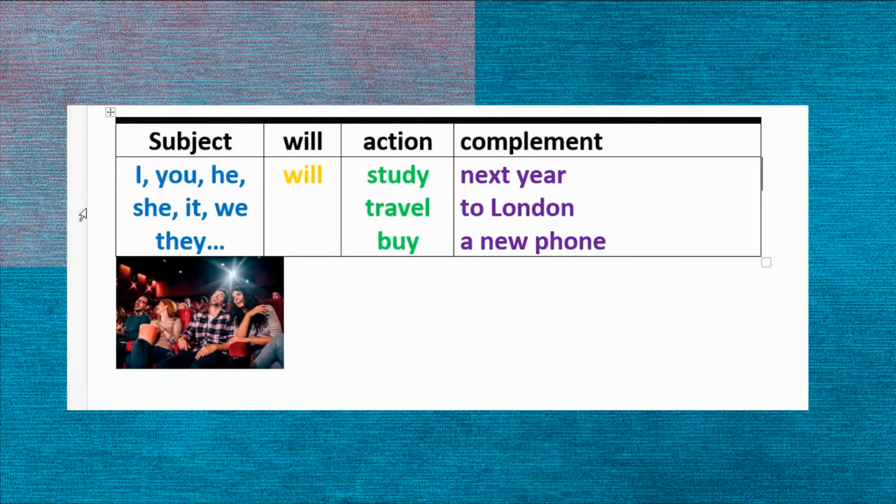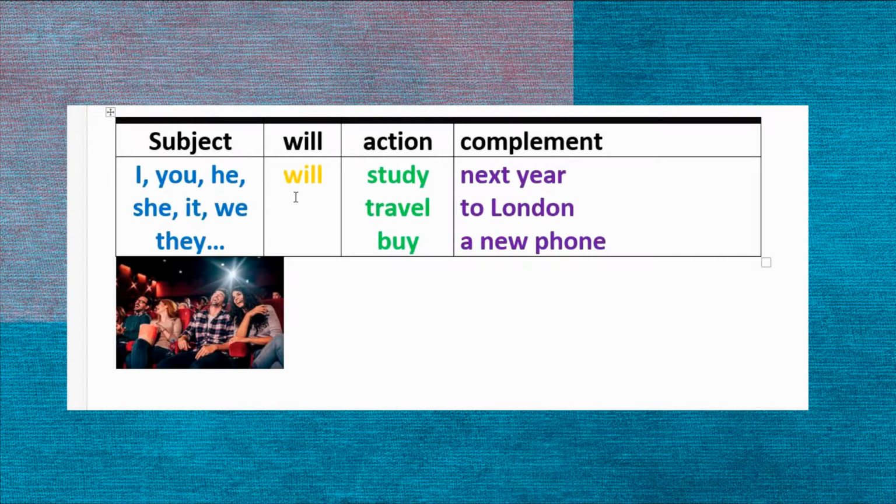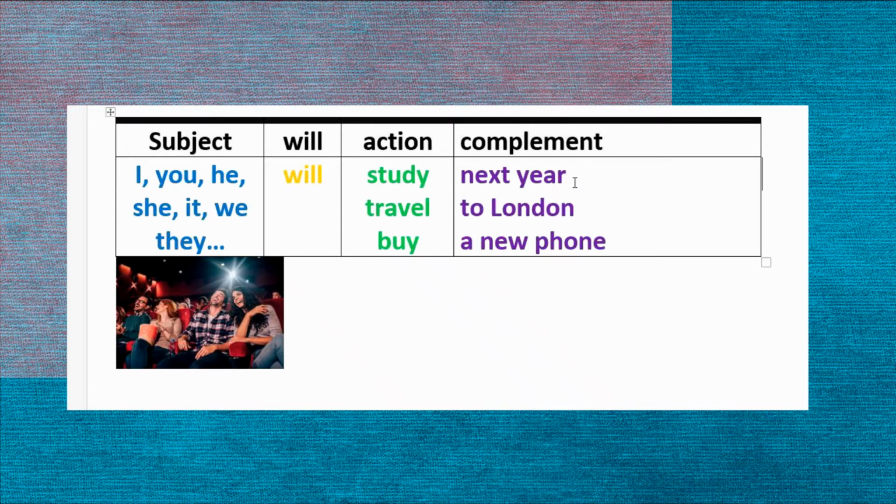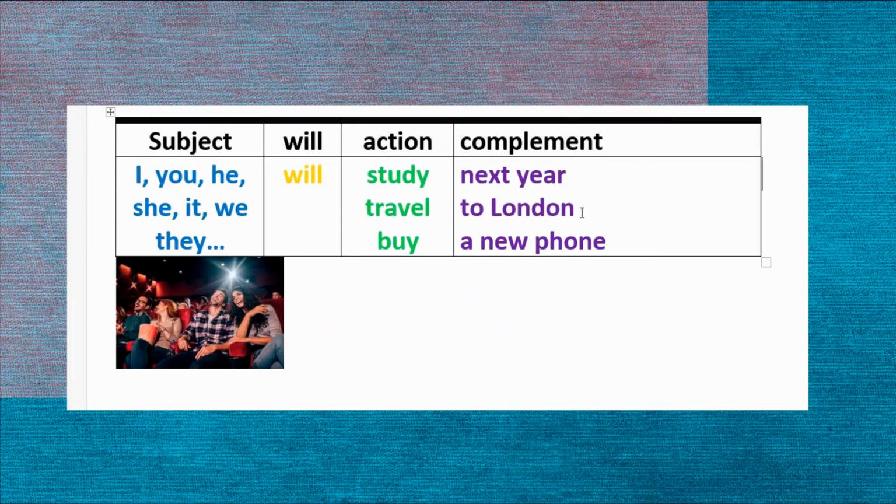And with will, it is even easier. You just need to use the subject, I, you, he, she, it, then will, then the action, study, travel, buy, and then the complements, where, when, or what.